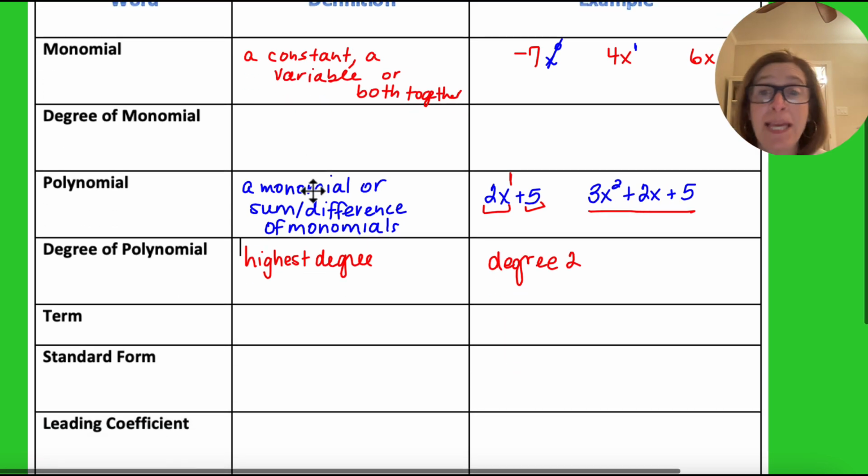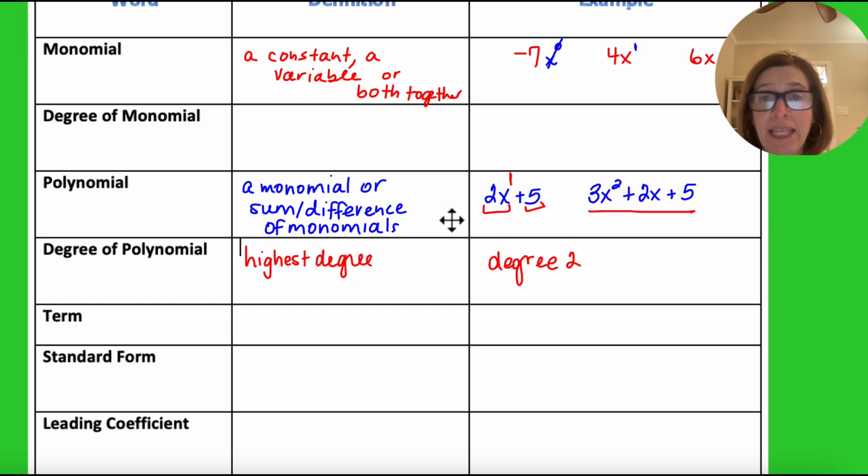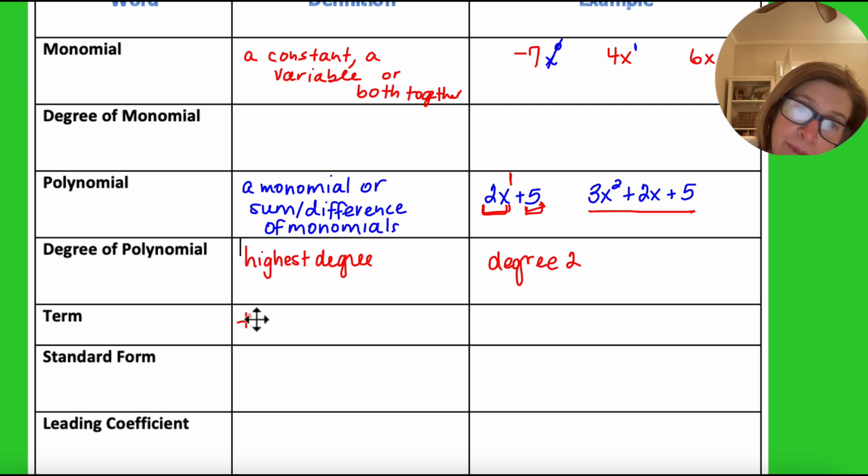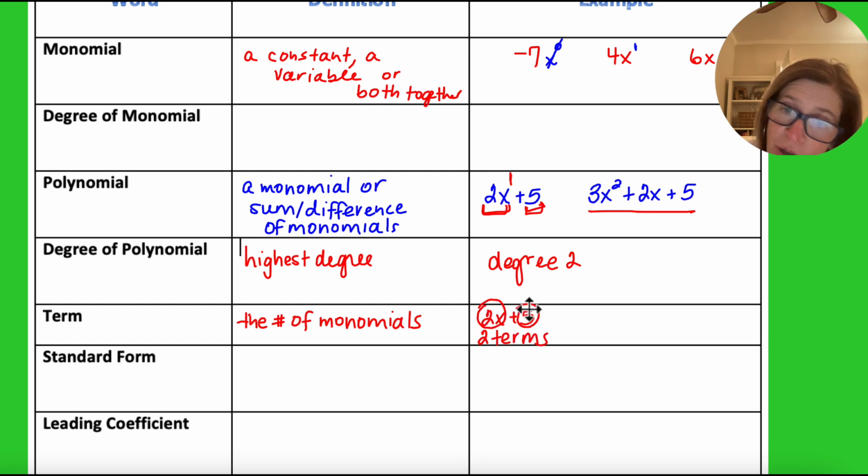Okay. Now, in a monomial or a polynomial, each monomial represents a term, okay? So that word we're going to use a lot. I'll say to you, how many terms does it have? So, it is the number of monomials. All right, so 2x plus 5 has 2 terms. This is a term, and this is a term. 3x squared plus 2x plus 5 is 3 terms. This is a term, this is a term, and this is a term.